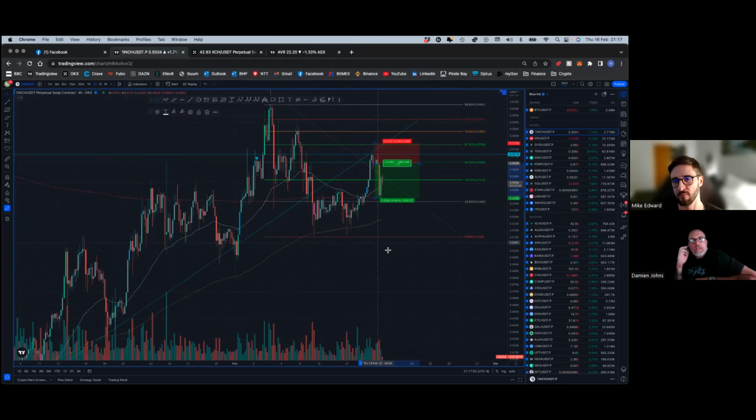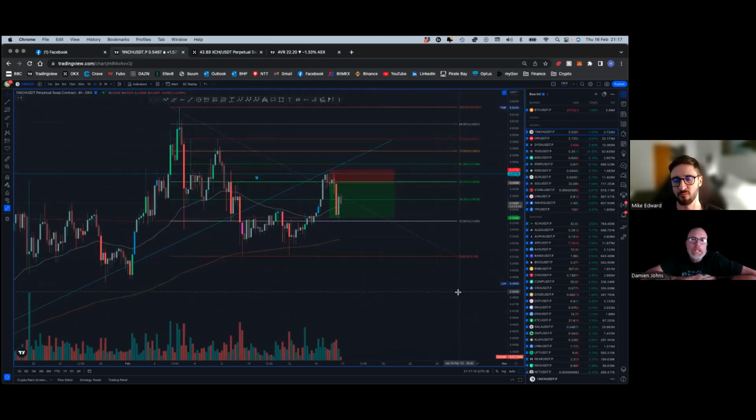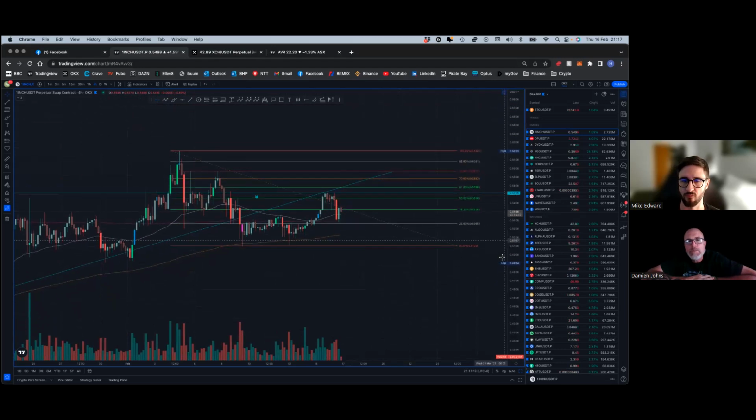Yep, and the leverage and percentage is a conversation for another day, and we might do another call based on that. But yeah, we've got. So can you show us, can you indicate with some lines exactly where you're seeing the flag, just for those that might be watching this?